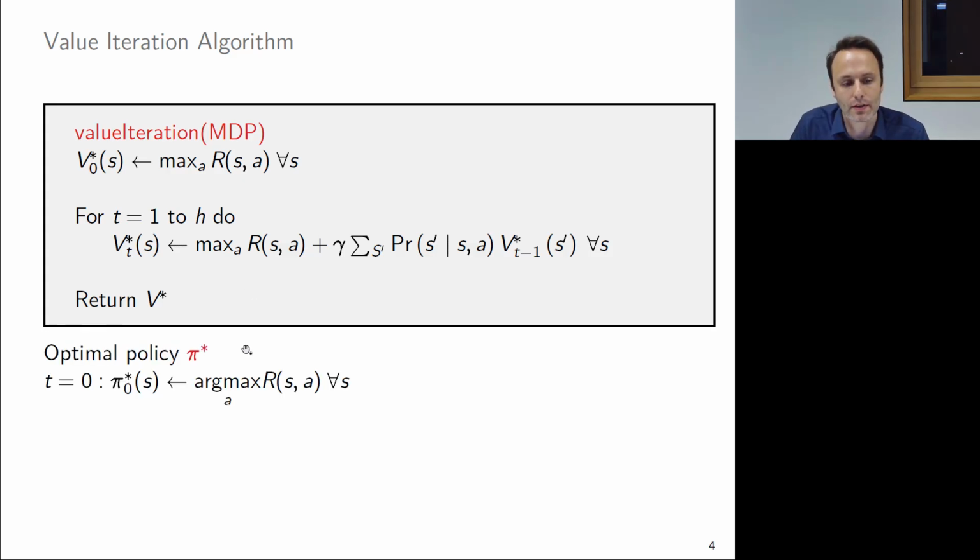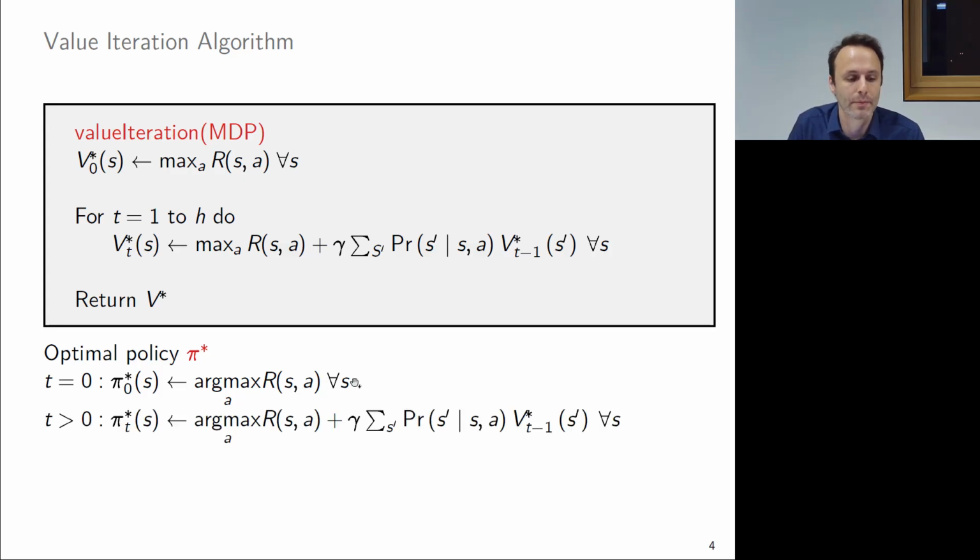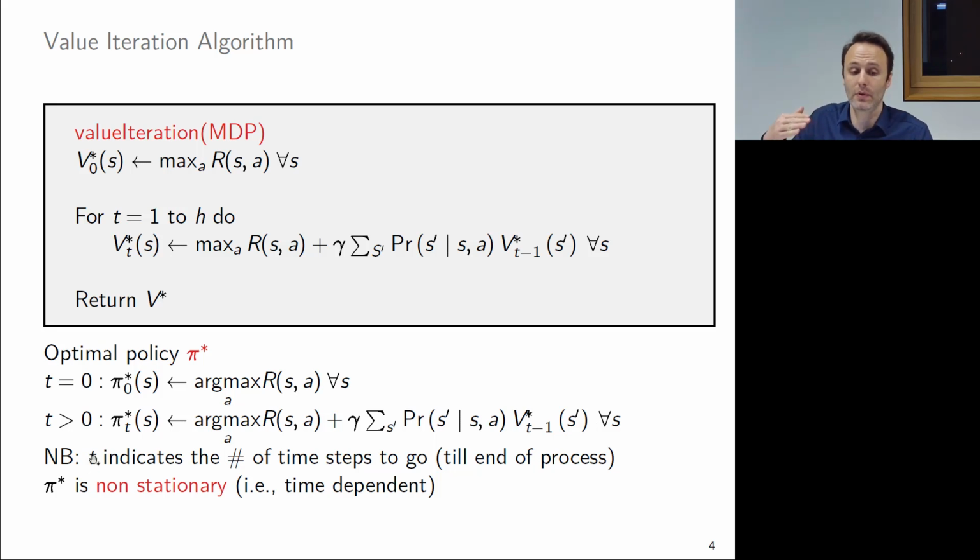Now here the optimal policy is pi star, and it's gonna be just the argmax of the last step basically. And in the steps before the last step, it's gonna be the argmax of the reward function here plus the discounted expected cumulative rewards. Now T here is the number of time steps still to go until the end of the process, and the pi is gonna be non-stationary. That means it's time dependent, so we will have in the last rounds a different policy possibly than in the rounds before, so endgame effects.